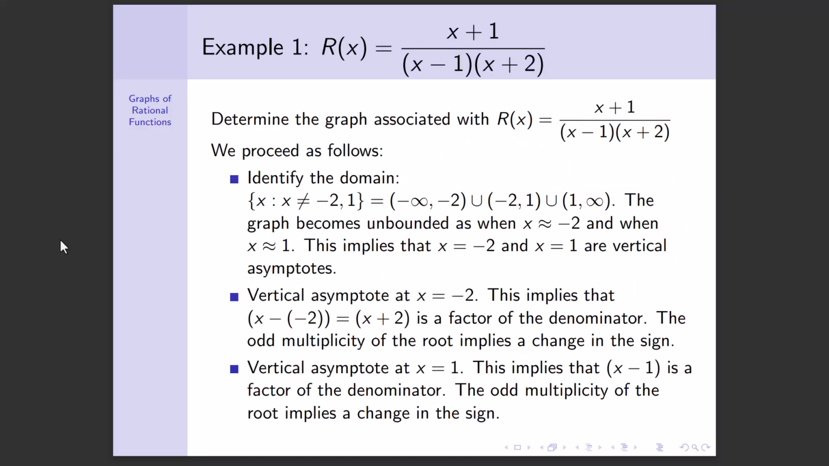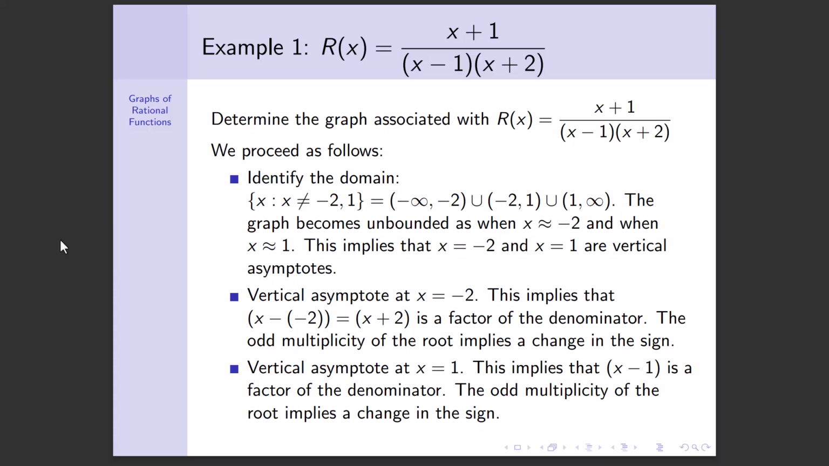So our first example is we have a rational function. R of x is equal to x plus 1 divided by the product of the quantities x minus 1 times x plus 2. We're going to proceed as follows. We identify the domain. We set the bottom equal to 0 and solve. Fortunately, it's factored for us already. So we find that x cannot be equal to -2 and x cannot be equal to 1. If it does equal -2 or 1, we have a 0 in the denominator, and that's not allowed.